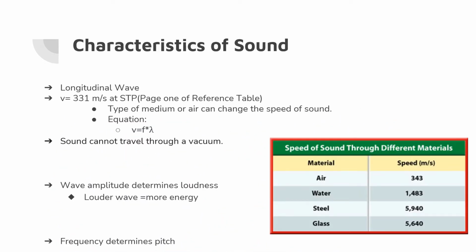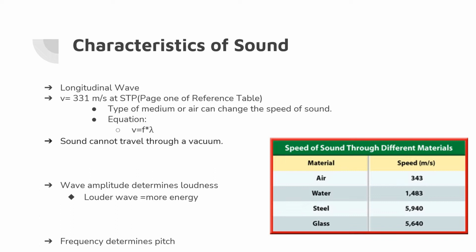Now, let's look at the characteristics of sound. We just discussed that sound is a longitudinal wave. Now, sound travels at 331 meters per second at STP. That's standard temperature and pressure. That's our ideal situation. So in the ideal situation, sound travels at 331 meters per second.